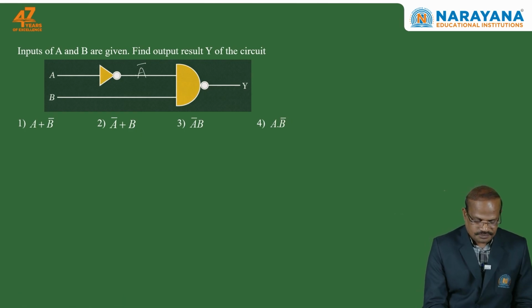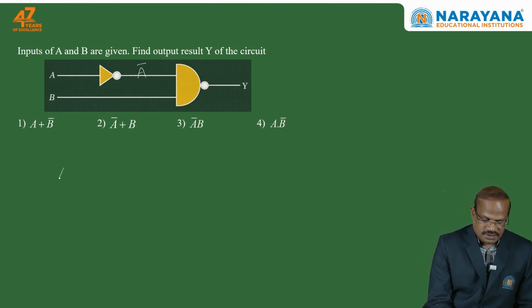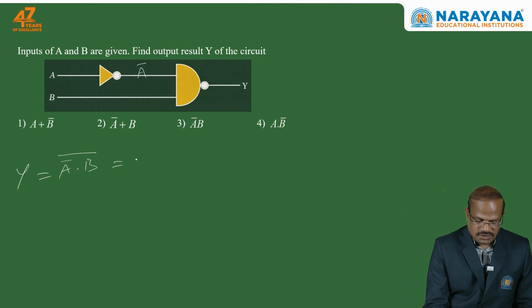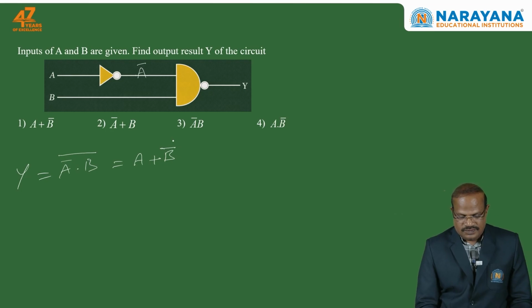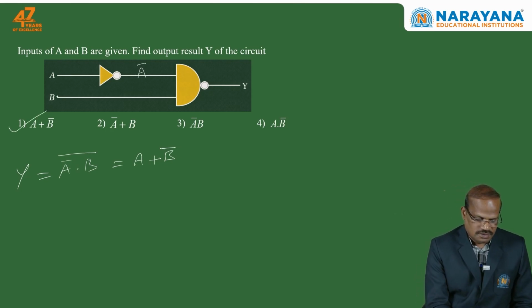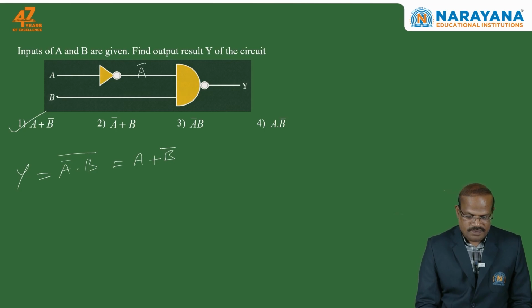So it becomes A bar and B bar. So this is the output Y. So this is equal to A or B bar. So this is the output. So option 1 is correct.